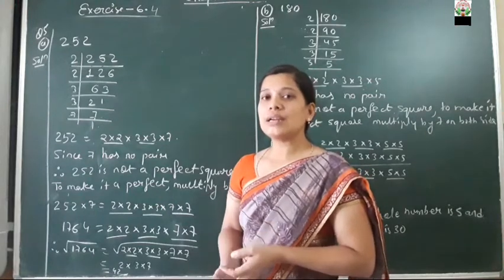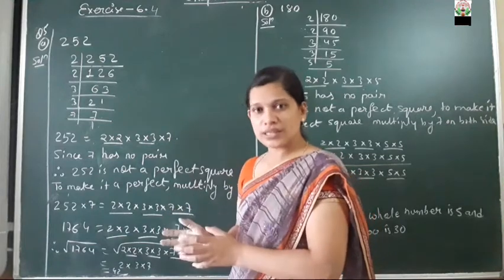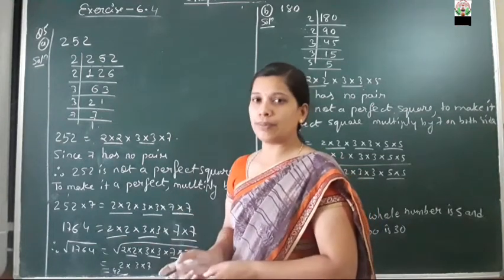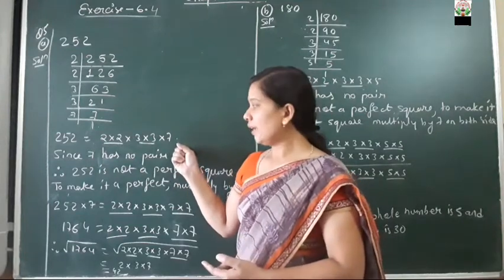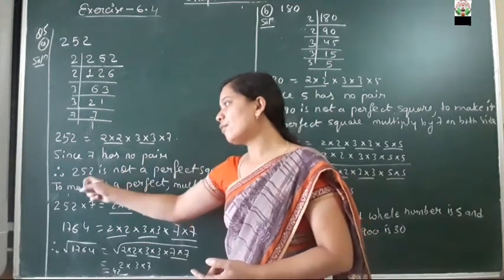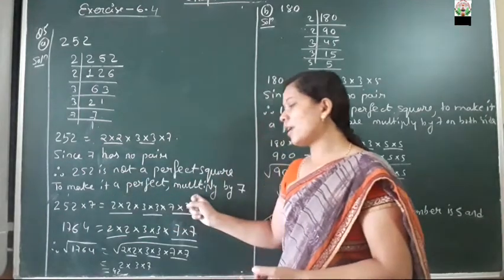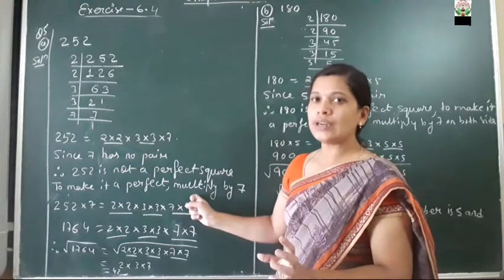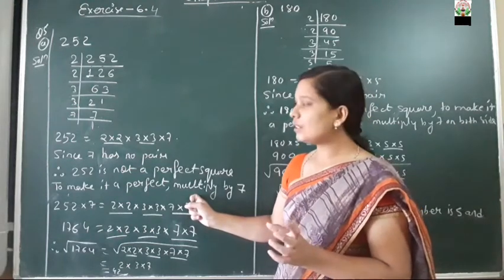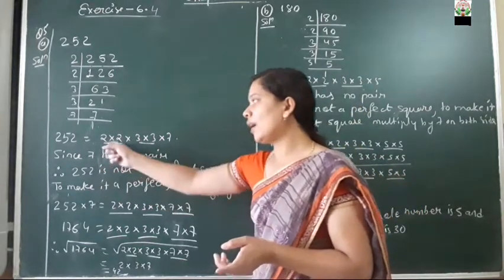तो परफेक्ट स्क्वायर बनाने के लिए एक स्मॉलेस्ट होल नंबर की ज़रूरत है. तो जो अनपेयर्ड नंबर जो बचता है वही आपका स्मॉलेस्ट होल नंबर होगा. तो यहाँ पर 7 जो है वो स्मॉलेस्ट होल नंबर है. ठीक है, since 7 has no pair, therefore 252 is not a perfect square. To make it a perfect square, multiply by 7, the smallest whole number which is an unpaired factor of 252, will be multiplied with 252 and with this number.